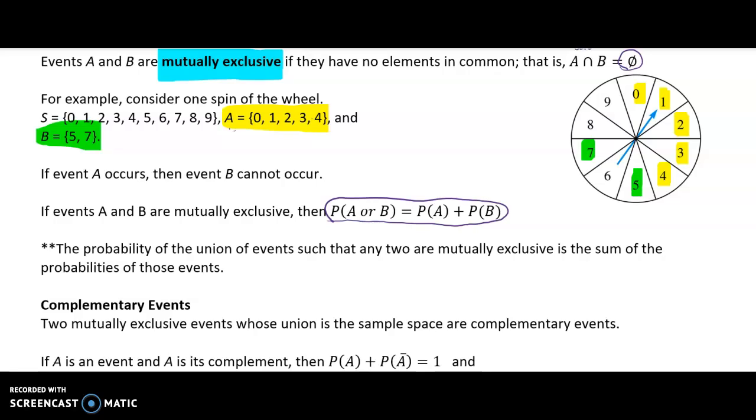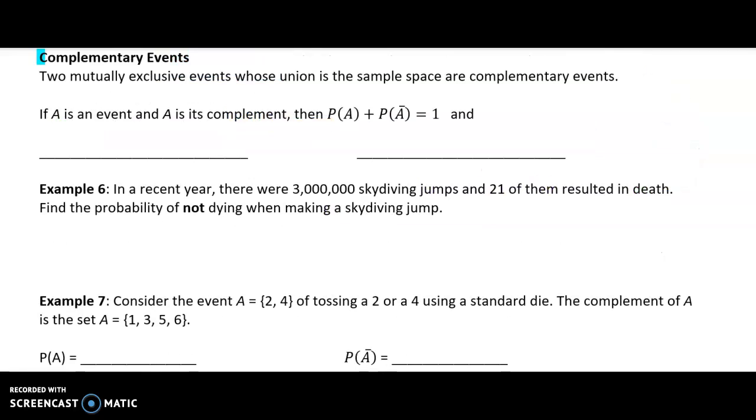In this case, the probability of A would be 5 out of 10, because there are 5 numbers highlighted in yellow out of the 10 numbers on the wheel. The probability of B is 2 out of 10. So when we add this together, the probability of spinning something from set A or set B would be 7 out of 10. In words, we just found the probability of the union of events. So the probability of the union of events such that any two are mutually exclusive is just the sum of the probabilities of those events. Let's talk more about complementary events.